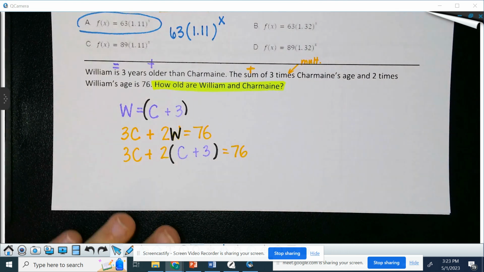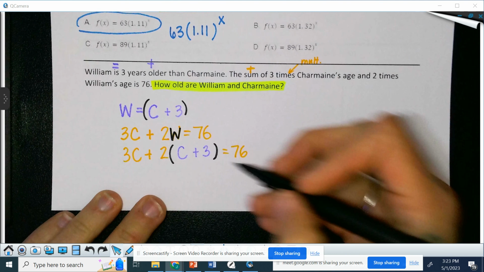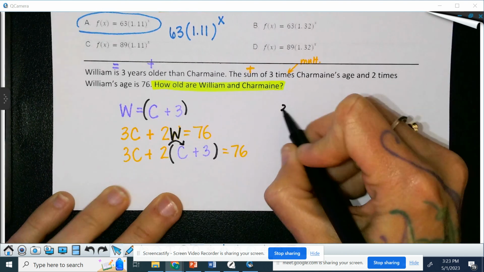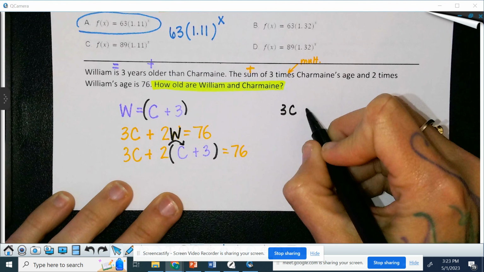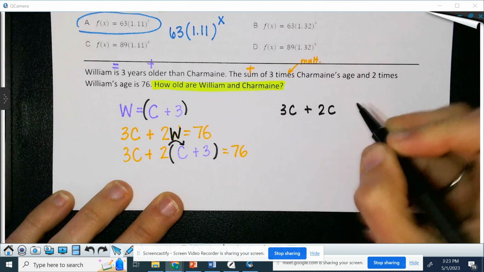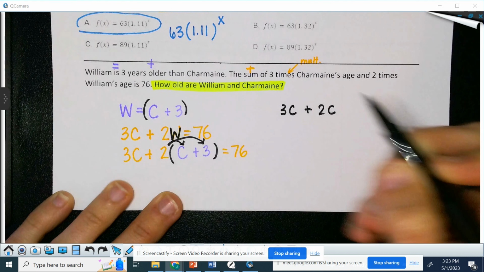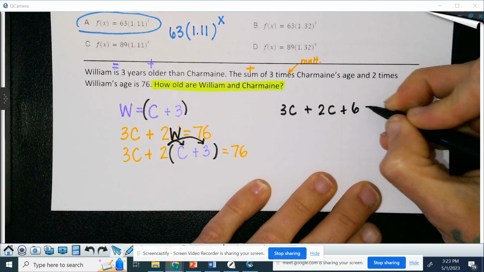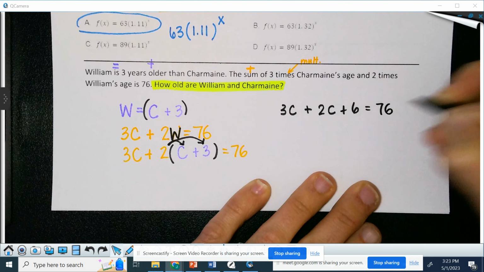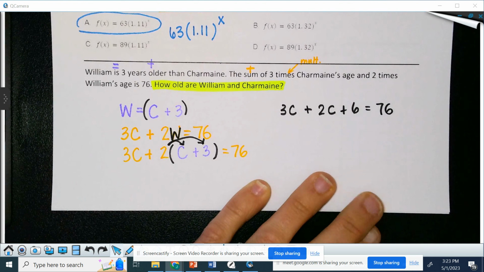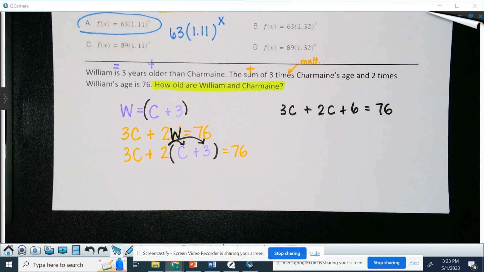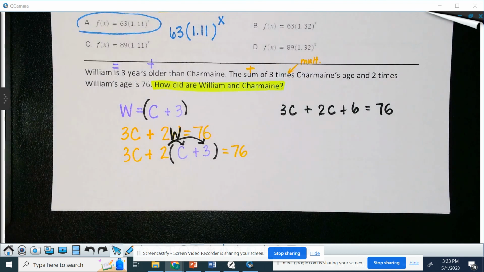Let's check it. Let's do the math just for fun. Said nobody ever, right? 3C. So 2 times C is going to give me plus 2C. And then 2 times 3 is going to give me 6 equals 76. From here, you know me, I'm going to put my line of great divide down there so I don't get anything mixed up. What would you do next?